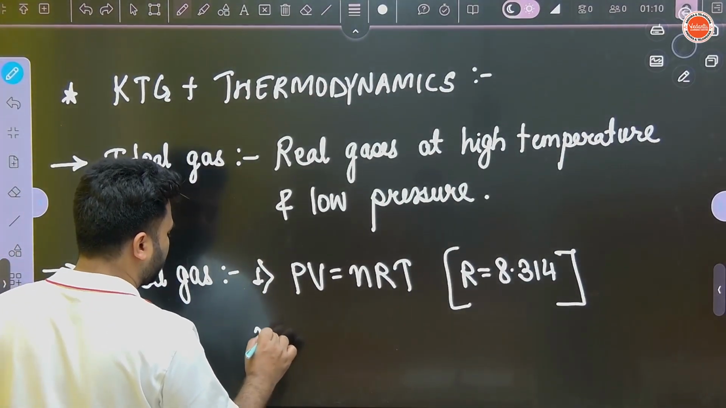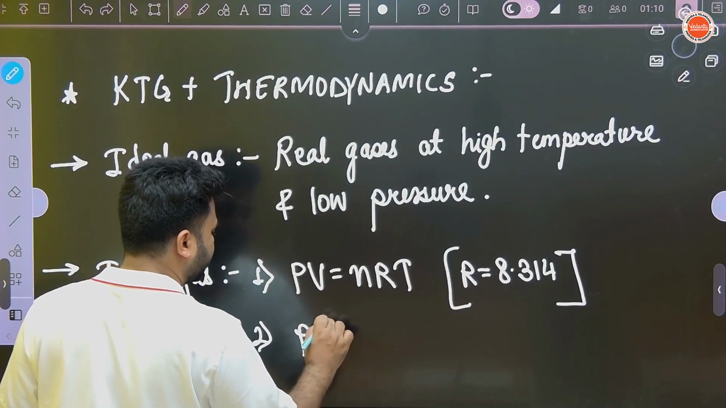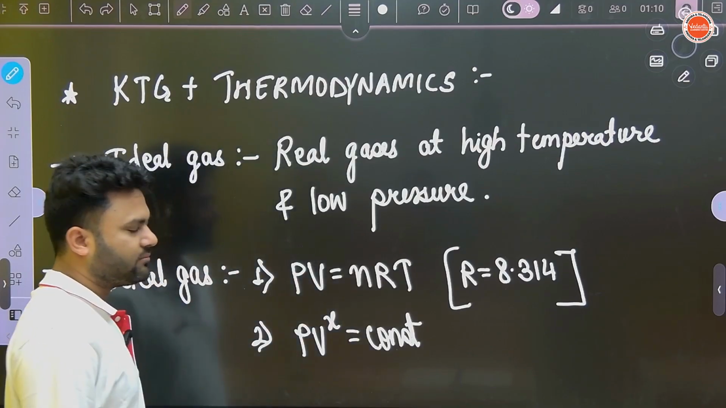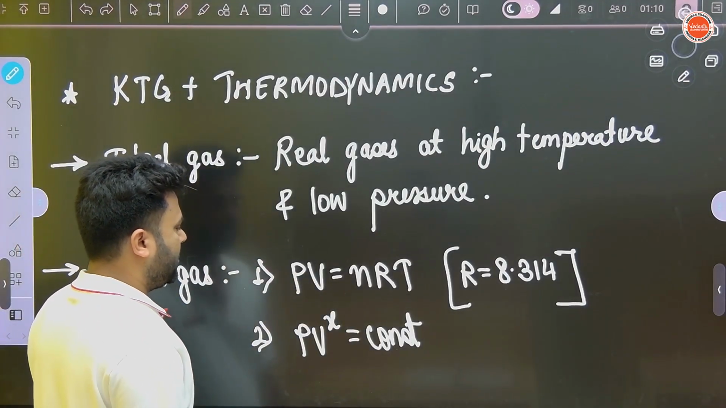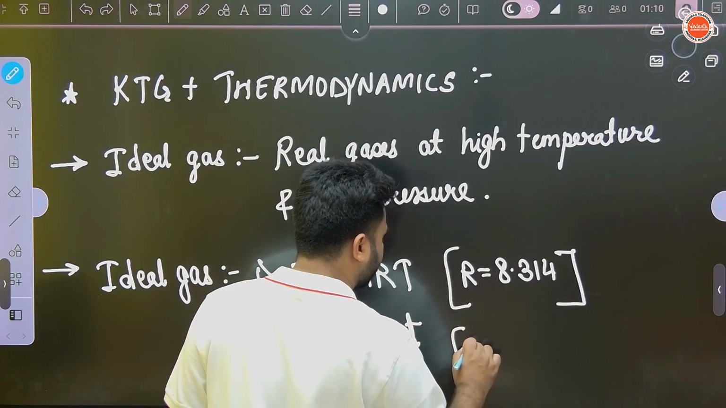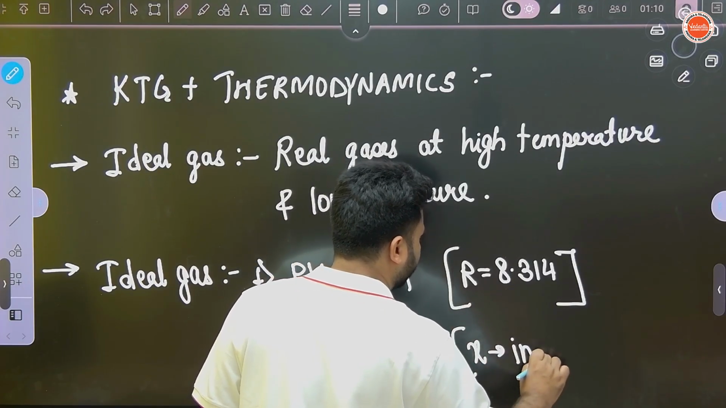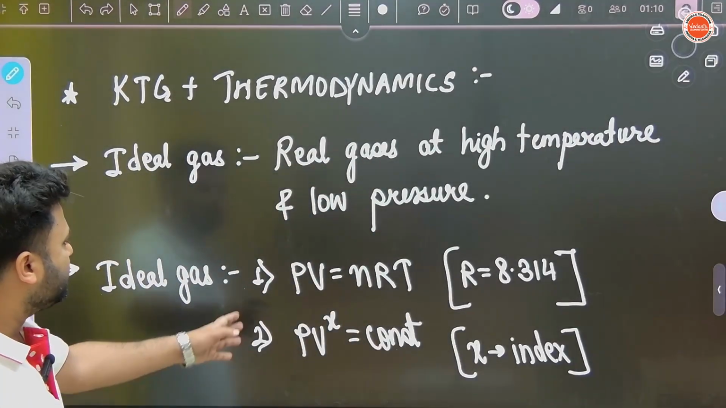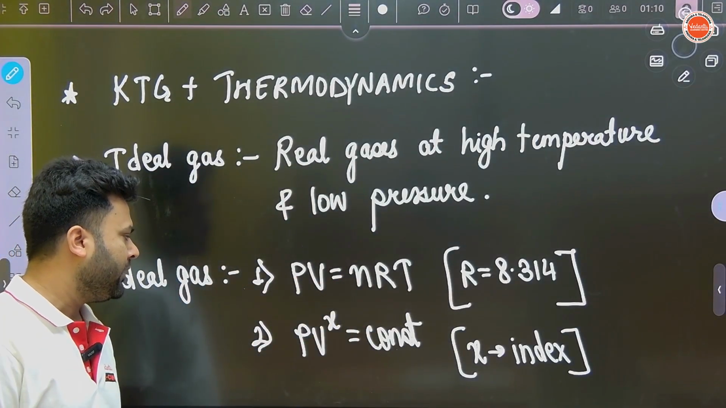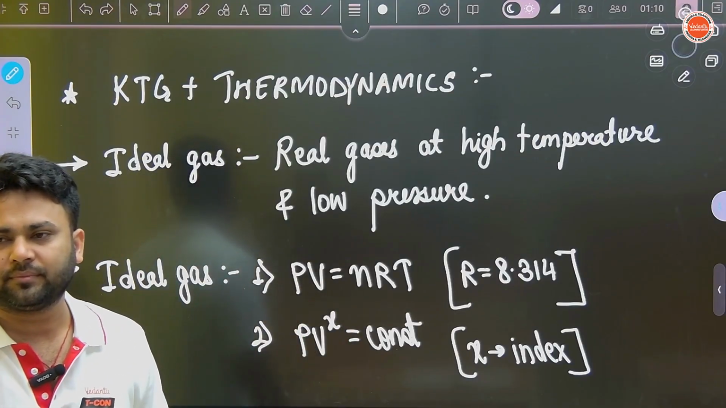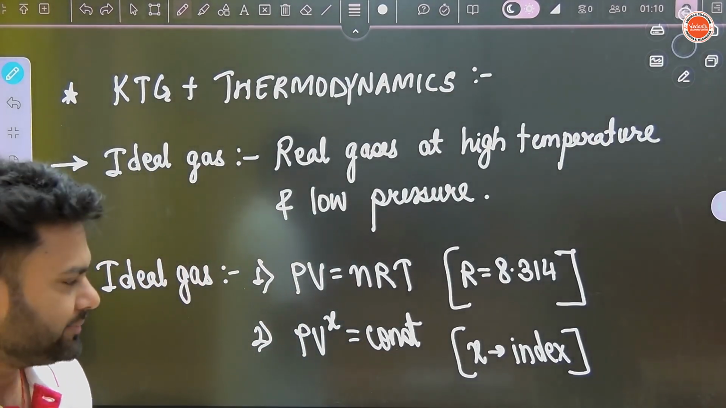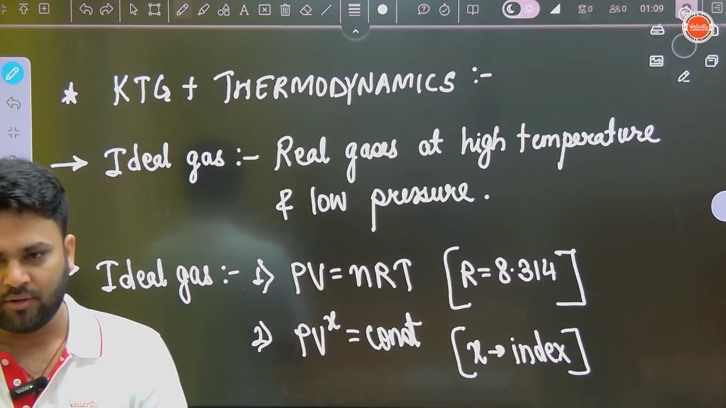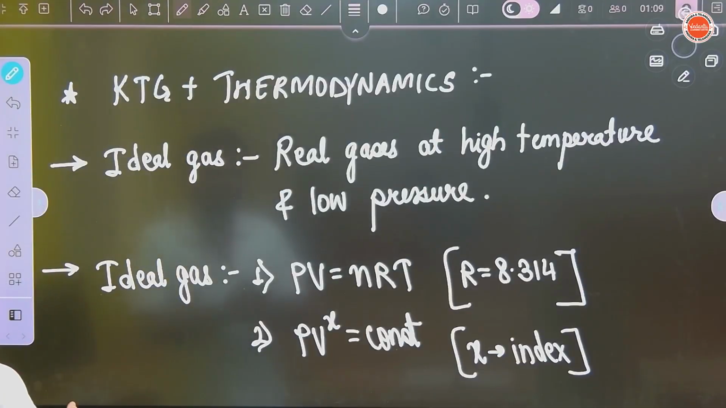And second, they also follow PV to the power x equals constant. Correct? Where x is the index. We'll see what the index is. But always remember, all ideal gases follow these two equations: PV equals nRT and PV to the power x equals constant, where x is the index. Correct? Okay.